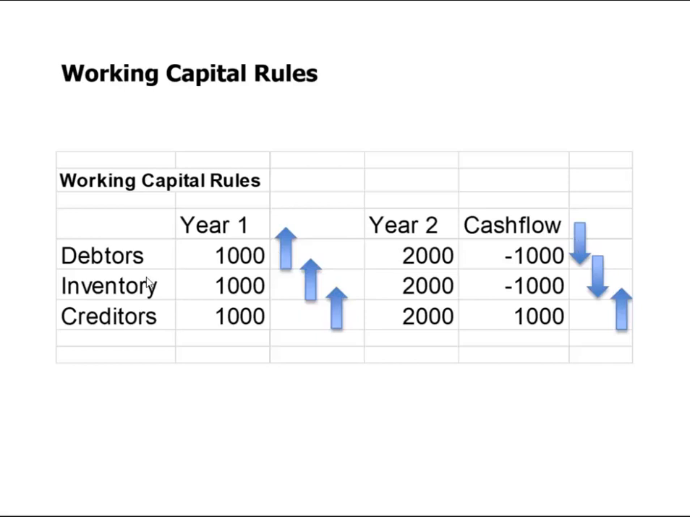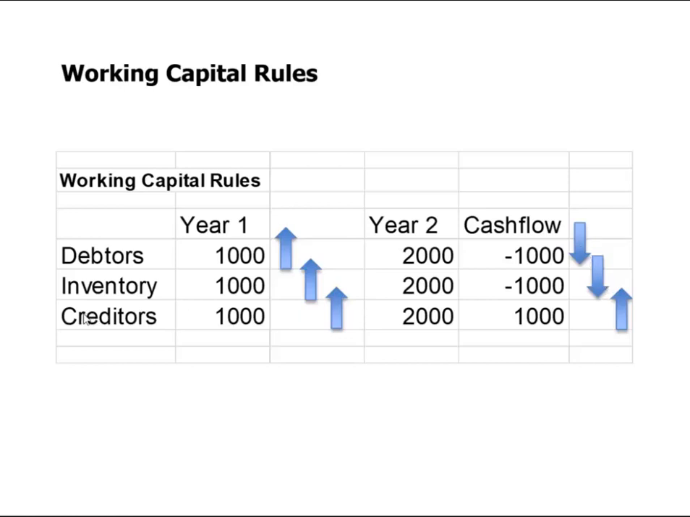The inventory, or the stock on the shelf, works the same way as debtors. An increase in stock from one year to the next implies that we bought more stock from our suppliers, and therefore the cash outflow to buy that stock is negative, and we have this down arrow. So debtors and inventory are the same. If they are going up, your cash is going down.